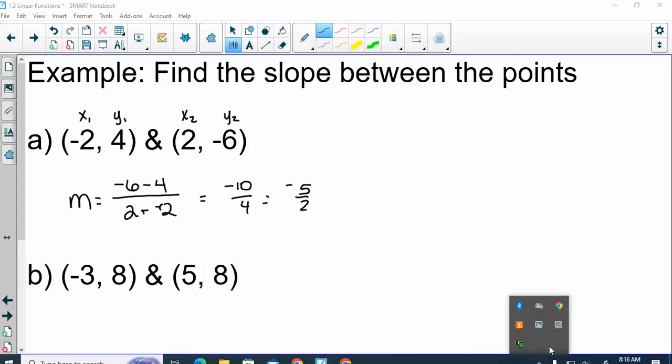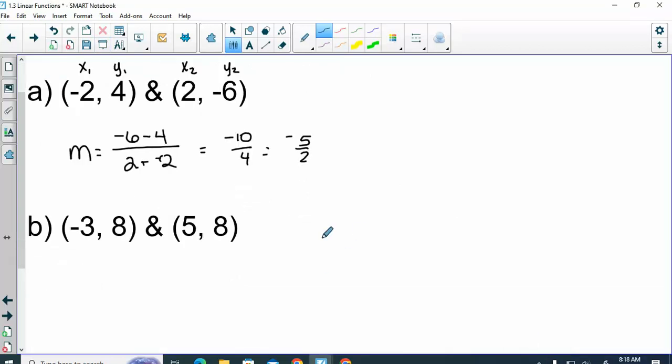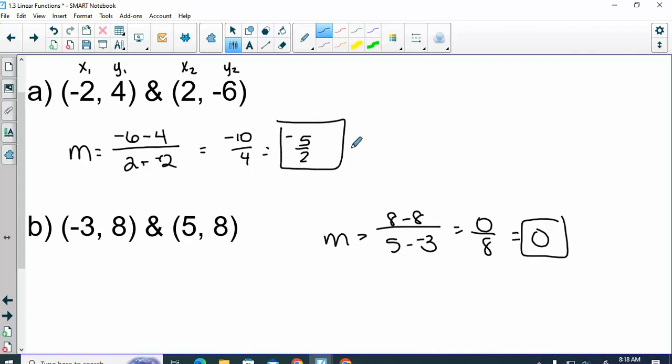You guys do that one. Alright, so you guys got it. That's 8 minus 8 over 5 minus negative 3. So 0 divided by 8 is 0. Alright, so I think you guys are remembering most of this stuff pretty well.